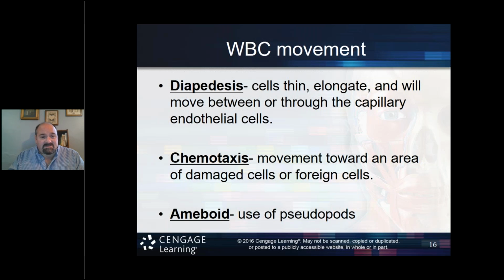So diapedesis, this is when the cells thin, they elongate, and will move between or through the capillaries, the thin-walled capillaries, right? Then chemotaxis, it's really the movement toward an area of damaged cells or foreign cells that is releasing chemicals from the damaged area in order to draw the white blood cells to the area to help in the healing process. And then amoeboid motion or movement is as a result of the pseudopods of the white blood cells that are allowing for this amoeboid type of movement to the area of damage and inflammation.